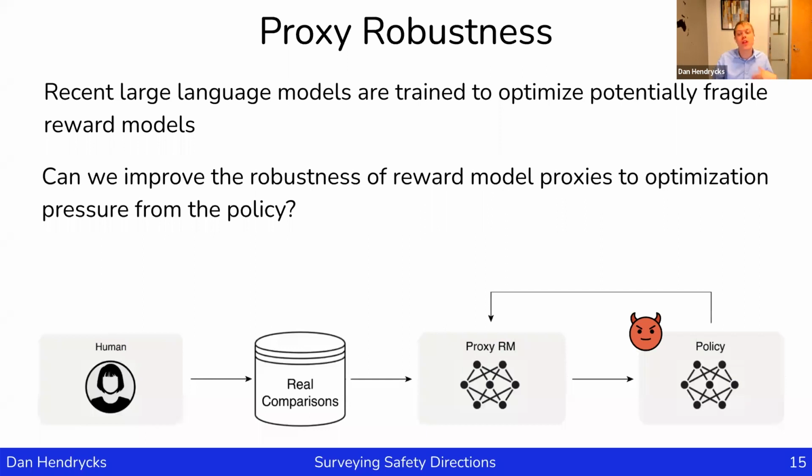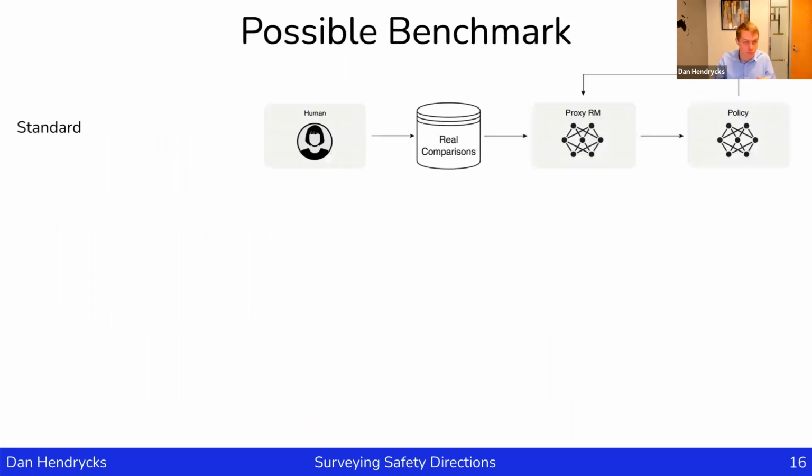Can we improve the robustness of these reward model proxies to optimization pressure? If we can, that would really reduce the vulnerabilities in the proxy models, and that would help the policies better pursue various human values.